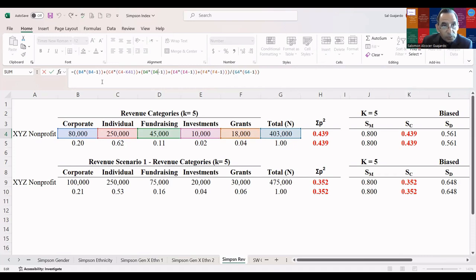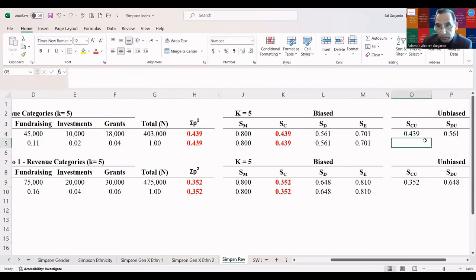And again, the formula starts getting extremely long. So to obtain the unbiased score for corporate revenue, it's going to be B4 times B4 minus 1, and those are in parentheses. So it's going to be 80,000 times 80,000 minus 1. The same thing for individual donations is going to be 250,000 times 250,000 minus 1. And I'm going to do that for each revenue source. Then I'm going to sum the product of each of those cells, and divide that by the total revenue, which is going to be 403,000 times 403,000 minus 1.